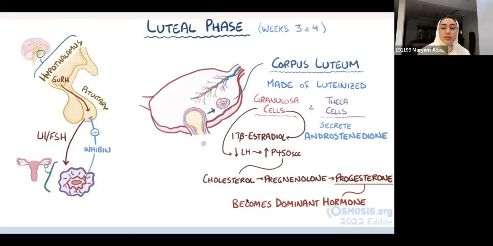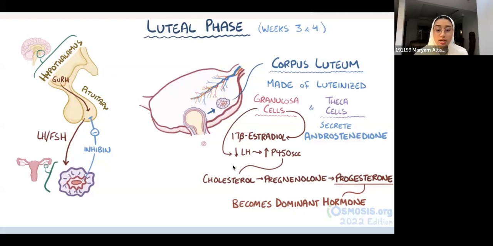Now we enter our luteal phase. Why do we call it the luteal phase? Because you have something called your corpus luteum. You have your granulosa cells and your theca cells, and here is where ovulation occurred and this exploded essentially. This is going to turn into the corpus luteum, and your granulosa cells are going to secrete 17-beta estradiol, and your theca cells are going to secrete androstenedione. Remember, these two cells work together. Your androstenedione is going to be converted into estradiol by the aromatase in the granulosa cells.